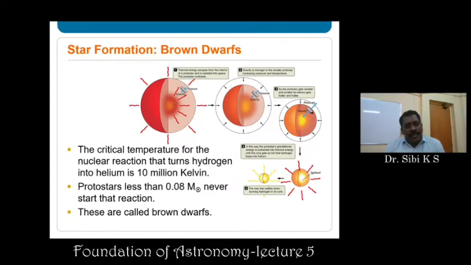Now, there is another classification called brown dwarf. The critical temperature for the nuclear reaction that turns hydrogen into helium is 10 million Kelvin. If the protostar is less than 0.08 solar masses, then a nuclear fusion reaction will never happen. Such a situation we call a brown dwarf.